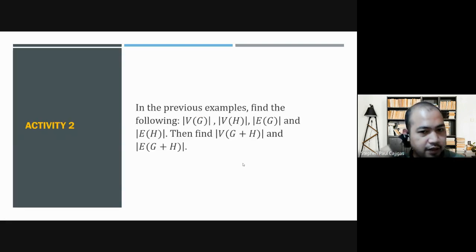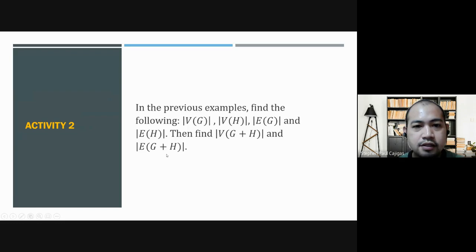Okay, so next activity. I hope you downloaded the module. You can see the previous examples. I need you to calculate the order of V(G), which is how many vertices are in graph G, how many vertices in graph H, how many edges in graph G, and how many edges in graph H. Then after that, find how many vertices and how many edges the join has.